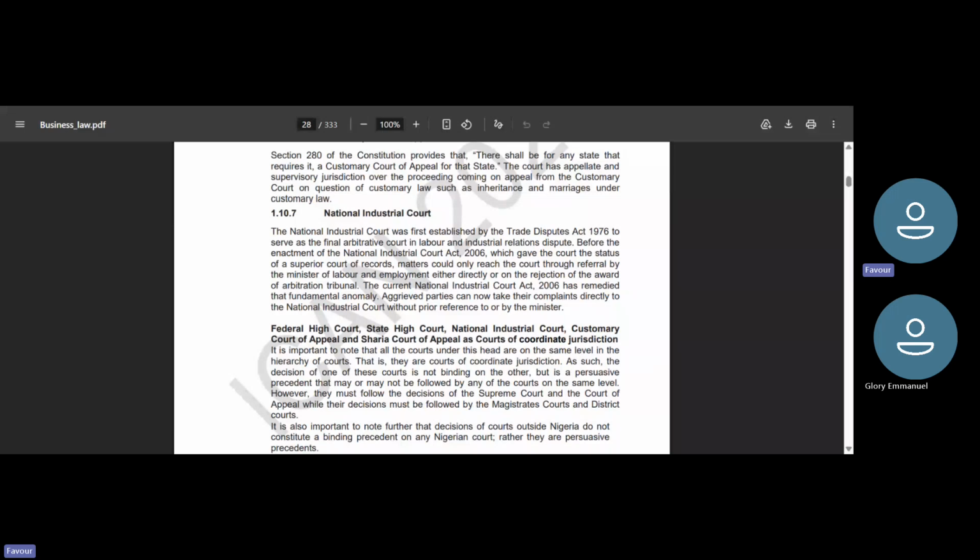So before this Act came into play, it was only the Minister of Labour and Employment that could send matters to this court. That's through the referral of the minister. But after the enactment of this Act in 2006, now aggrieved parties can take their complaint directly to the National Industrial Court without reference from the minister.